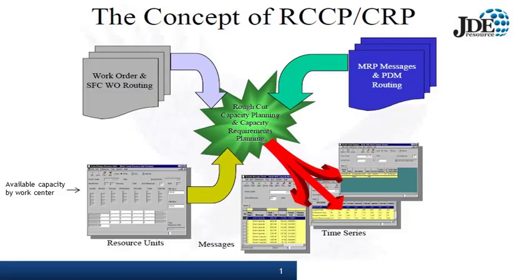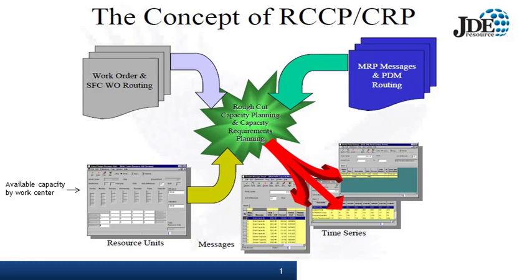So what are the inputs and the outputs of capacity requirements planning? Your inputs are going to be your load, your work orders that have been released, and those routings that are tied to those work orders. You've also got your planned load. That's going to be based on your MRP messages and the routings that are tied to those assemblies within those messages.